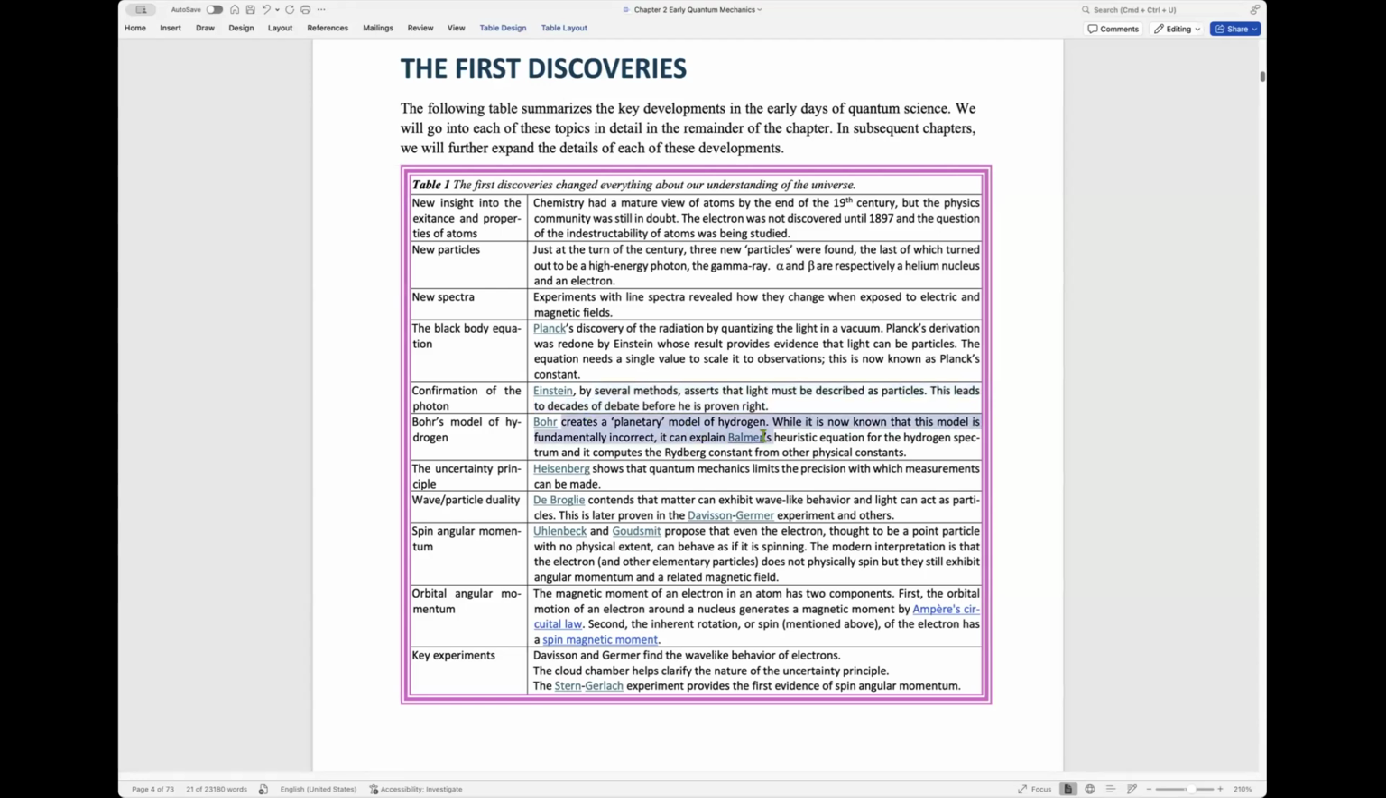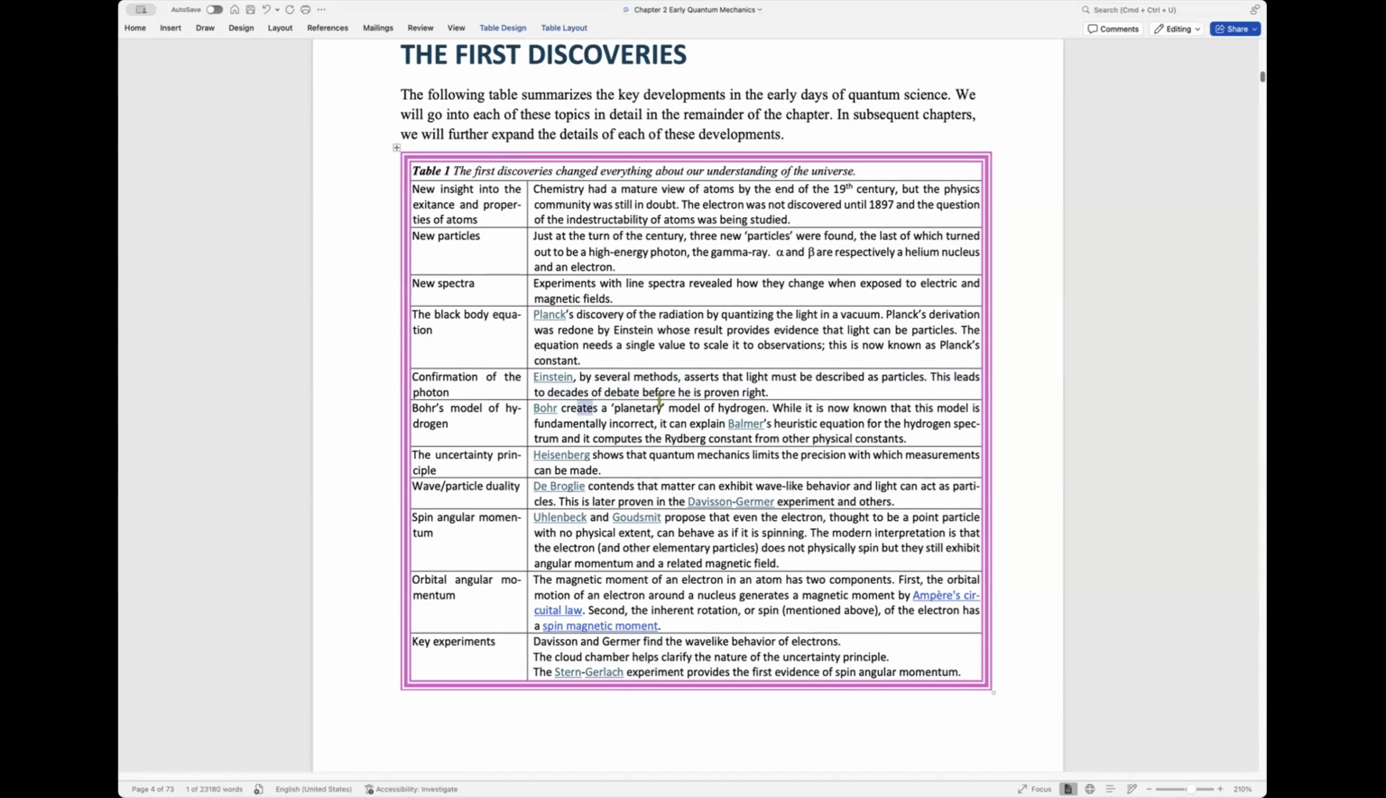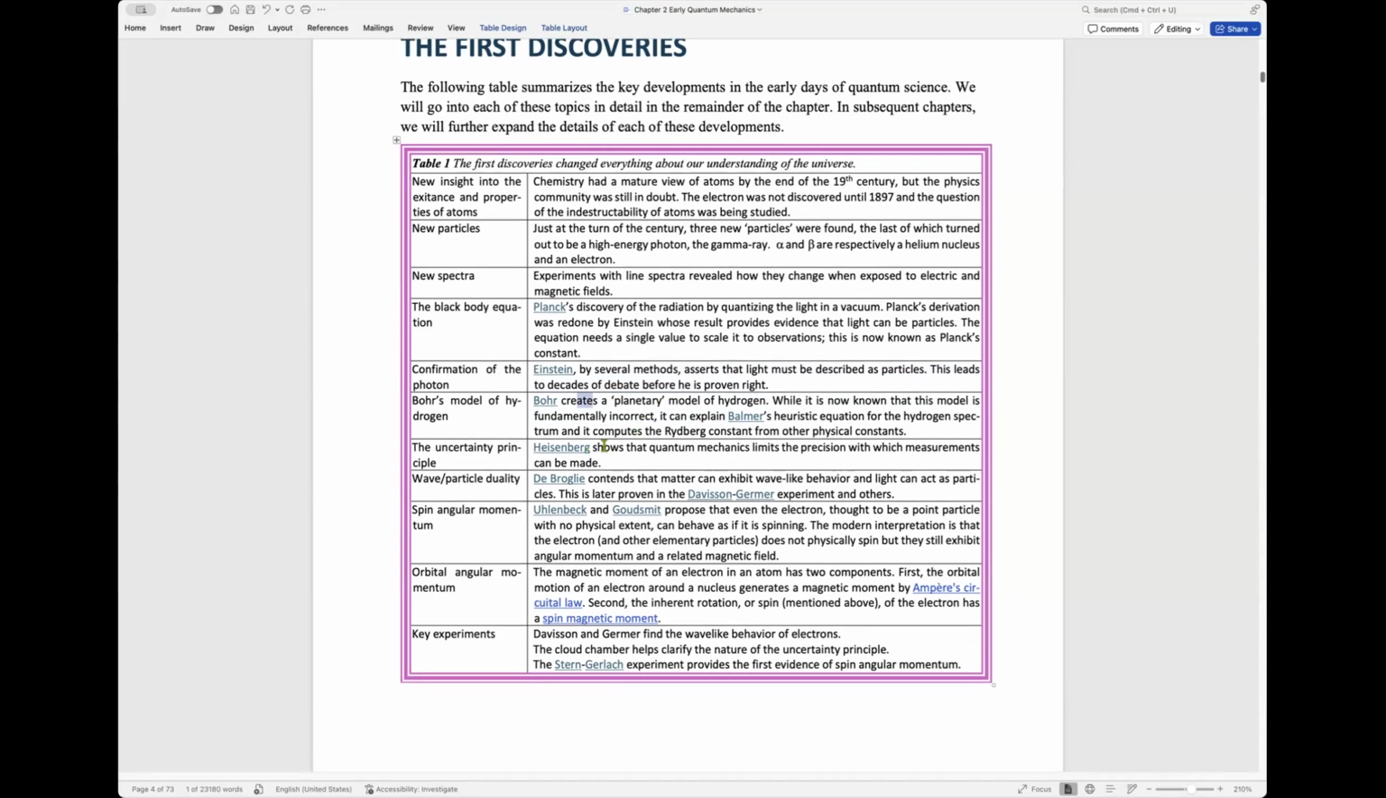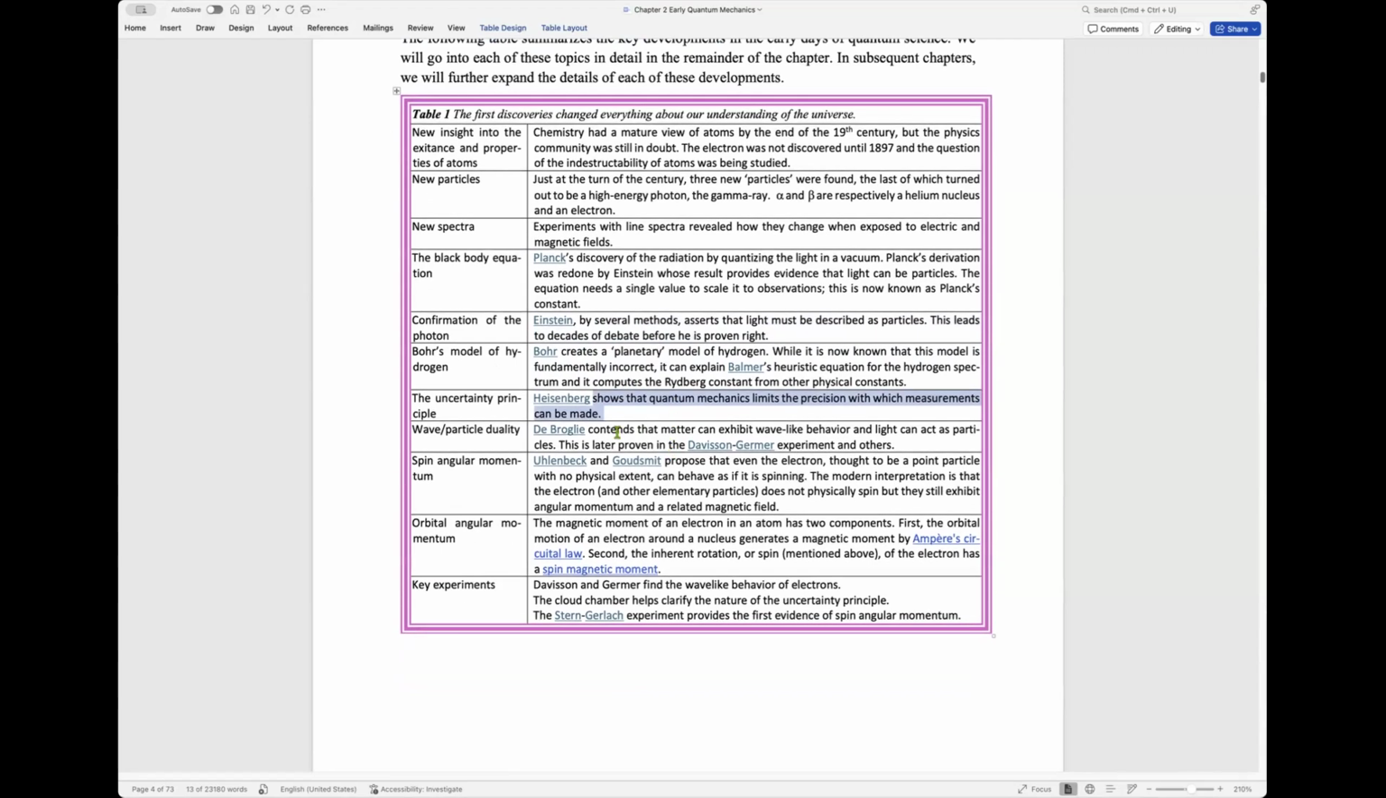Today, we're going to talk about Niels Bohr's planetary model of hydrogen and other simple atoms. Turns out his theory was wrong, but it was a fantastic first step. And that happened in 1913. Eventually, we get the uncertainty principle from Heisenberg, more to come on that, and a related issue related to Einstein's work is this so-called wave-particle duality.